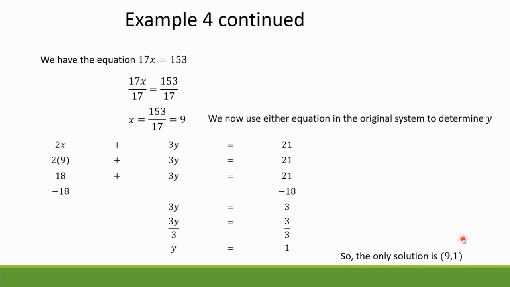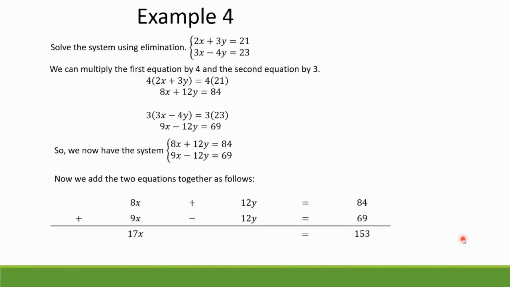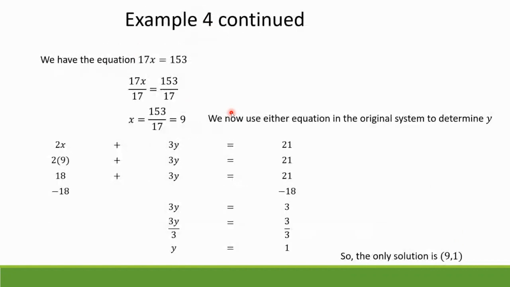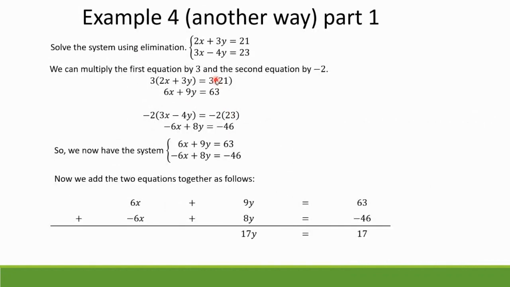Okay. Now, was that the only way to solve this using elimination? That is, was the only way to solve this to multiply the first equation by 4 and the second equation by 3? No, it wasn't. For instance, here I'll show you another way. What I can do is this. I could take the first equation, multiply that by 3, take the second equation, multiply it by -2, because then what will you get? The first equation, multiplied by 3, becomes 6x plus 9y equals 63.